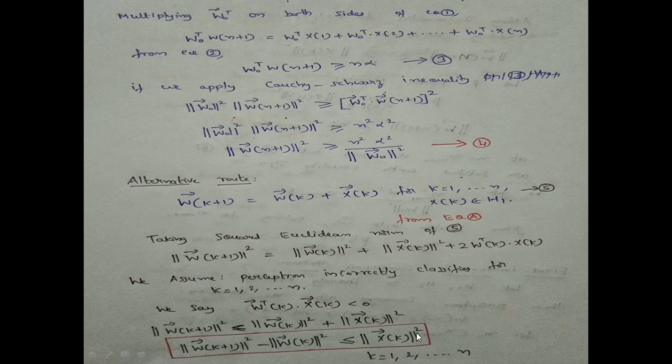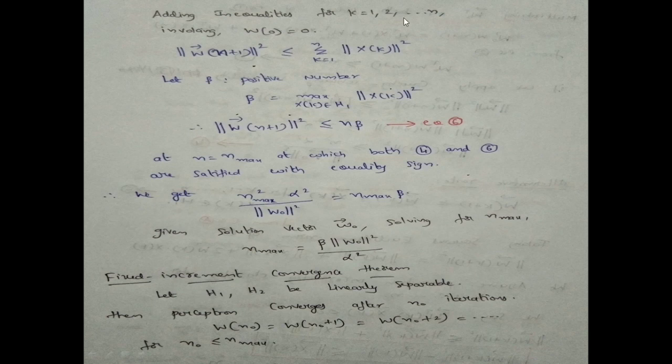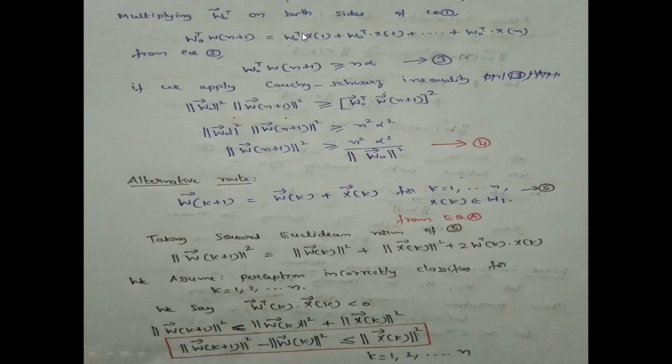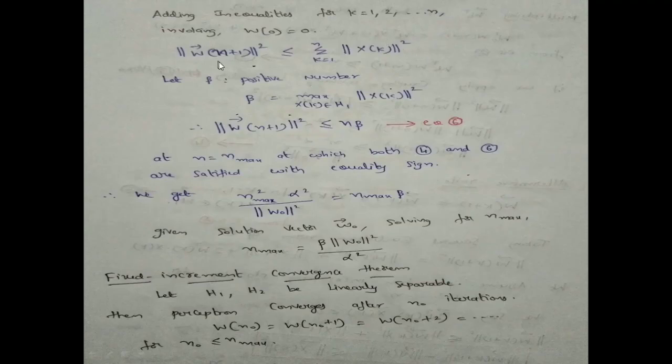So where k is given by 1 up to n. Now adding the inequalities for k equal to 1 to n and invoking our assumption that w of 0 is equal to 0, what will we get? We replace the k values with n because we are taking the k values from 1 to n. So the norm of w of n plus 1 squared is less than or equal to sigma k equal to 1 to n, the norm of x k squared.